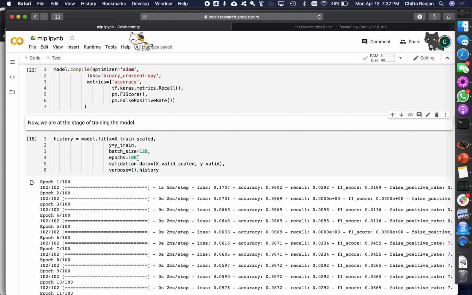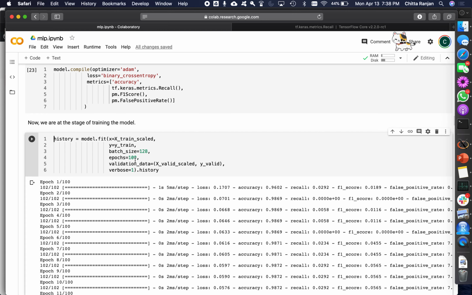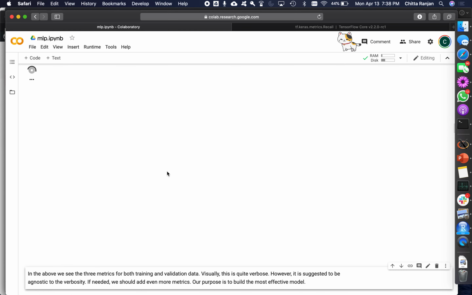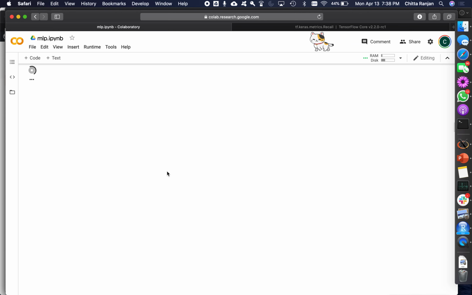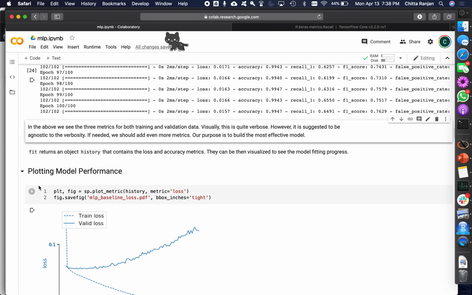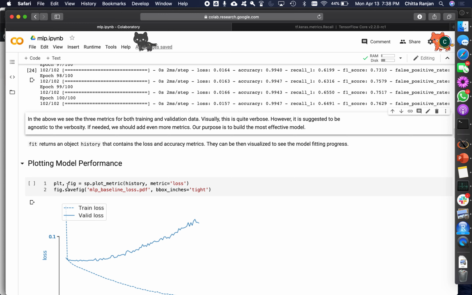You start with some number of epochs and look at the loss function, the trend in loss function, and if you see that has stabilized, you're good. If not, then you have to increase the epochs. So now we will fit the model. The model fit is complete. Now we will plot the results.